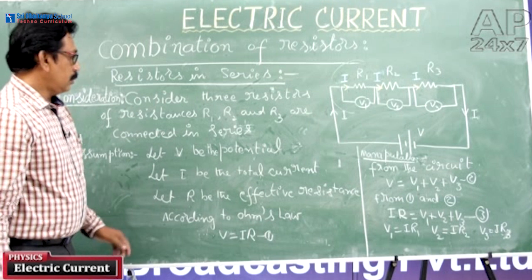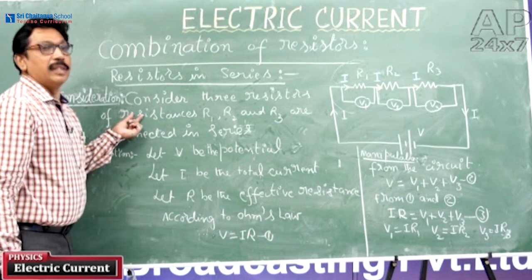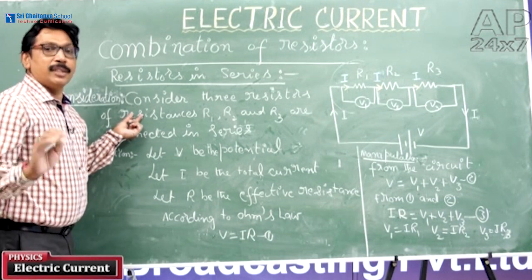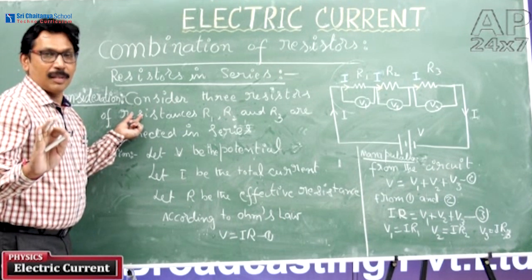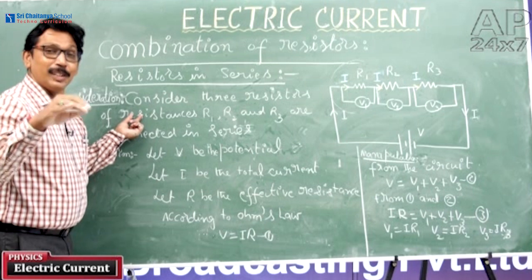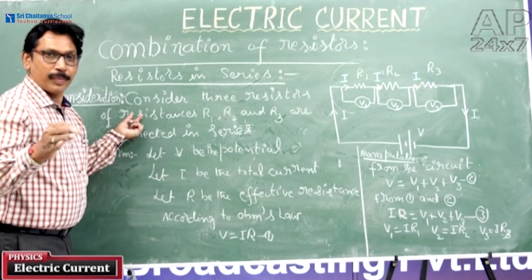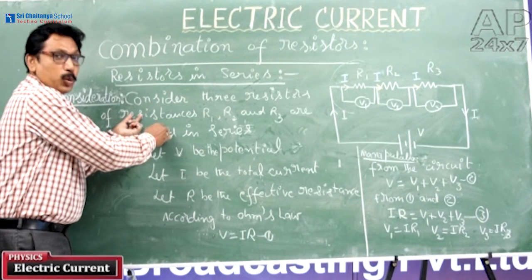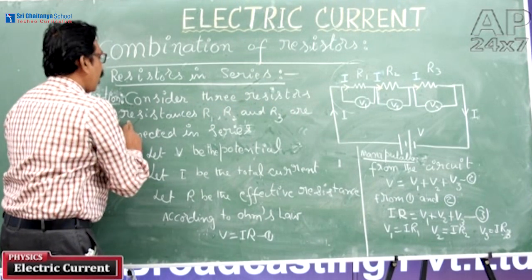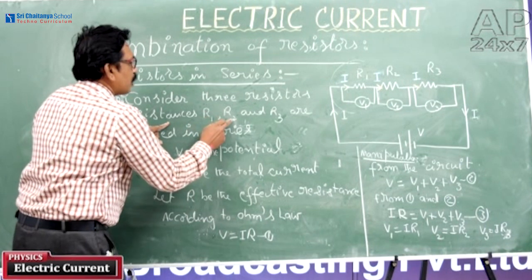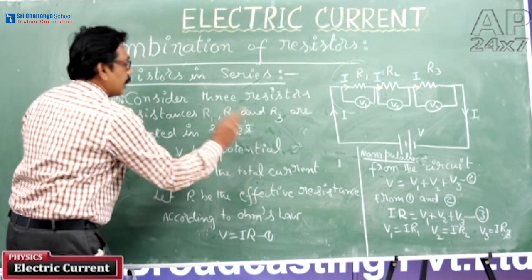Once again, first you considered. What did you consider? Three resistors you considered. How are they connected? In series. I am writing that on the board. Consider three resistors of resistances R1, R2 and R3 are connected in series.